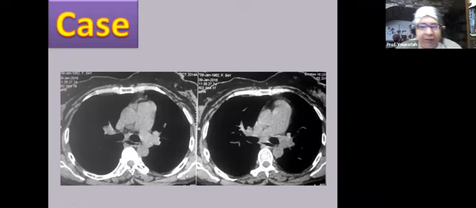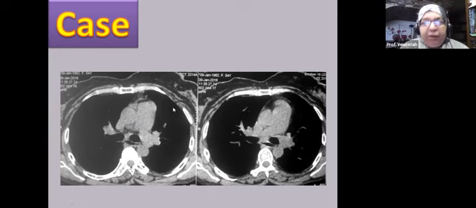In this image, at first you may say there is nothing, what's wrong here? I can't see anything. But if you look at the caliber of the main pulmonary artery and the ascending aorta, you will find that the main pulmonary is larger. Its caliber is larger than the ascending aorta. The ascending aorta should be the largest artery in the body because it supplies all other arteries. The main pulmonary should be smaller than the ascending aorta.